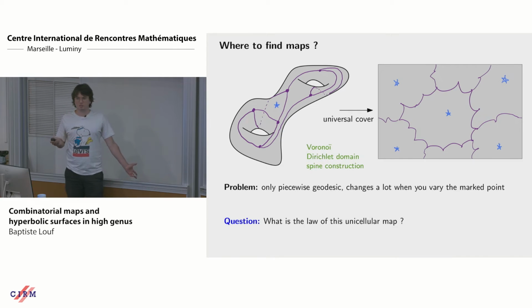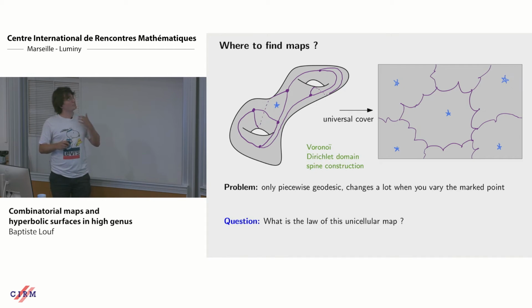However, this is a new question for us. Take this model. What's the law of the underlying unicellular map? Combinatorially, if you forget about all the lengths, is this thing just uniform among all the possible triangulation unicellular maps with degree 3, or not? Or is it a nice distribution? And then what is the edge length distribution?